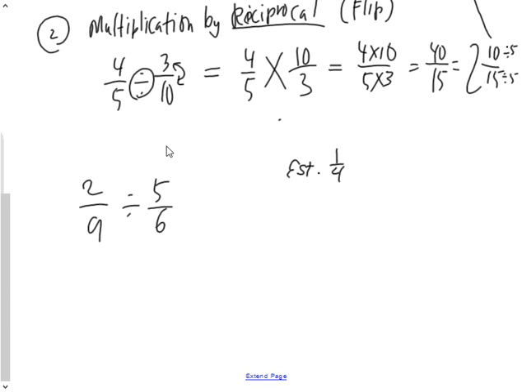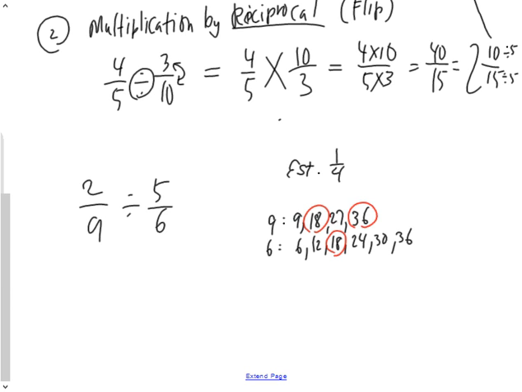The first method is to find a common denominator. If I think about 9 and 6, what's the first multiple they share? It's 9, 18, 27, 36. It's 6, 12, 18, 24, 30, 36. The first multiple they share is 18. So 18 would be my lowest common denominator.